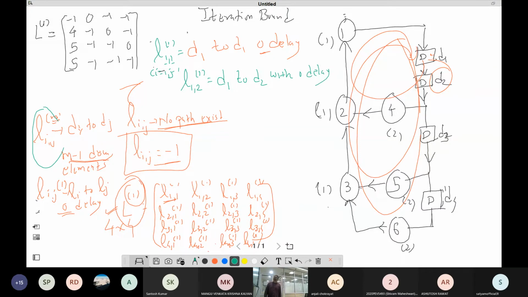So that means I need to start with D1. I need to go to D1 when there is a zero delay element. Is there any path that exists for this?